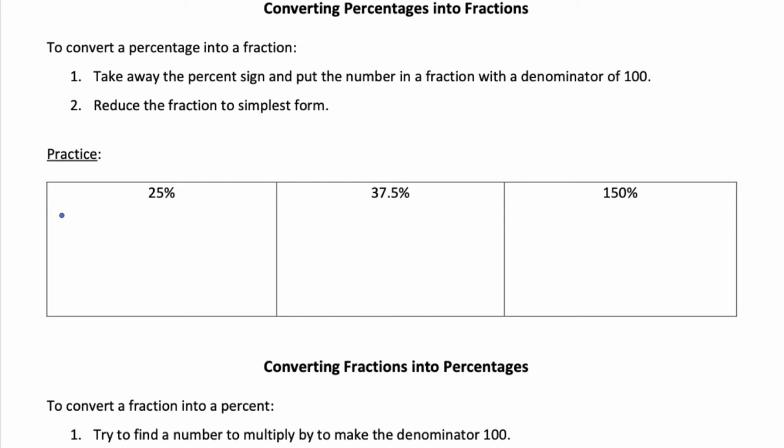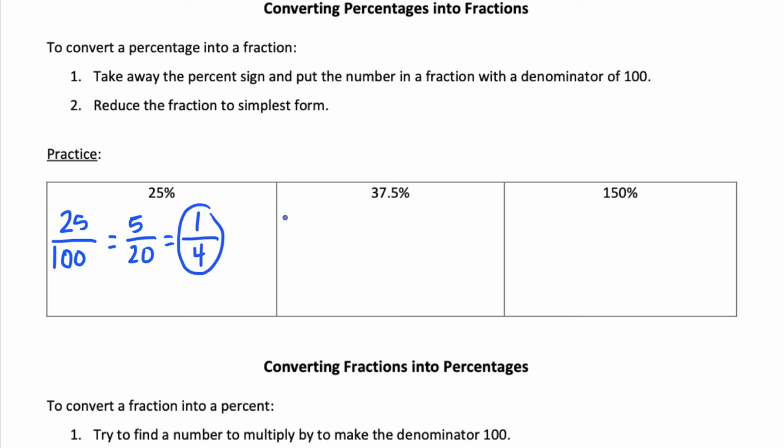So for 25%, 25 is our number. We take the percent sign away and we write it over 100. This fraction can be simplified because both the numerator and denominator are divisible by 5. If I divide the top by 5, I get 5, and 100 divided by 5 is 20. So I end up getting 5 over 20, but that's still not completely simplified. Both of these numbers are still divisible by 5, and I end up getting 1/4.